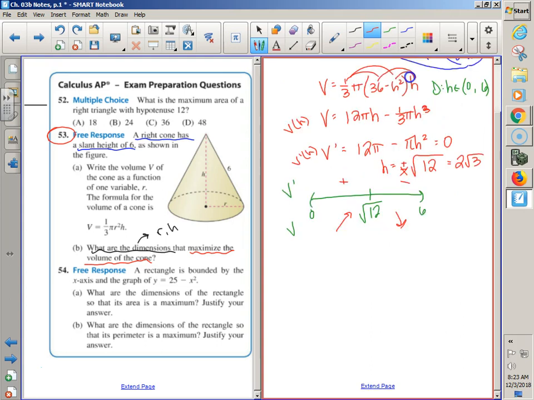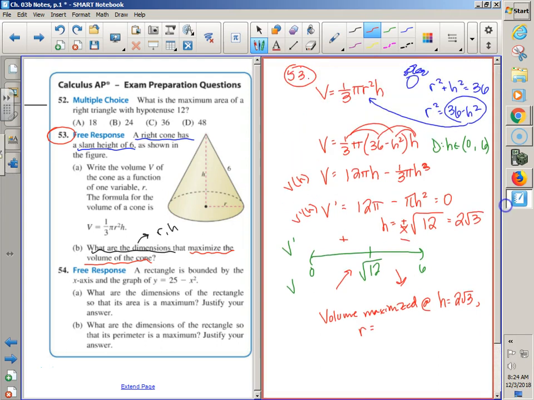Cool. Volume is maximized at h equals 2 root 3 centimeters? Oh, it didn't say. Okay, whatever. We just have to leave it because they didn't tell us the units. We could just say units, I suppose. And r, wait a minute, we needed h and r.